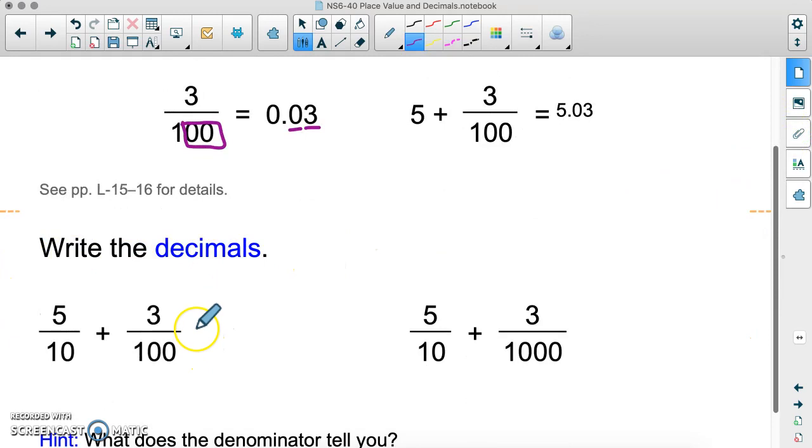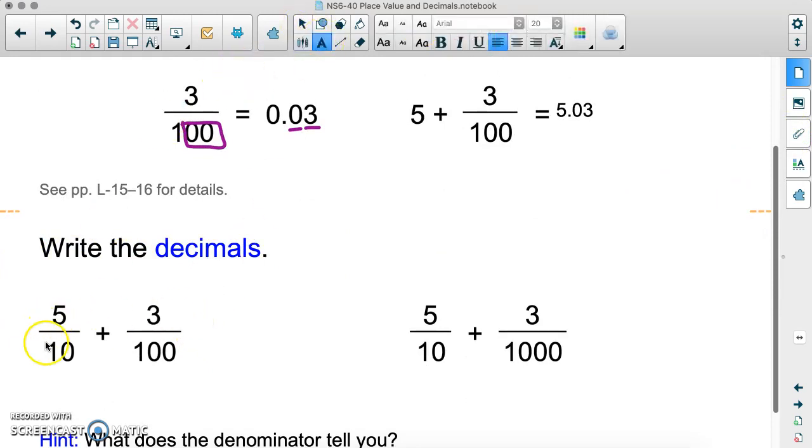We're going to write the decimal. So 5 tenths plus 3 hundredths is going to be 0 decimal. The 5 goes 1 place value in, and then the 3 goes 2. So that's 0.53. Now on this one, I have 5 tenths plus 3 thousandths. So I have 0 decimal, the 5 goes in the tenths. Now I have 0 hundredths, so I need a 0 placeholder, and then the 3 in the thousandths place.